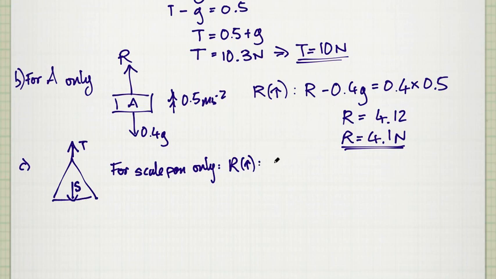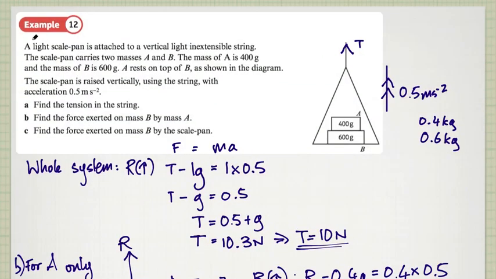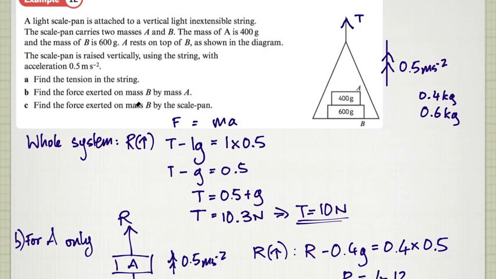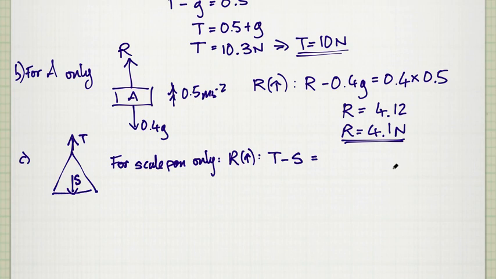upwards forces, again I'm looking at an F equals ma equation to set up. So force is upwards force minus the downwards force equals the mass. And the mass of the scale pan is 0, remember, because we were told it was a light scale pan. So there's no mass. Mass times the acceleration, which we still know is 0.5 upwards. So that leaves us with T minus S equals 0, which means that T equals S.